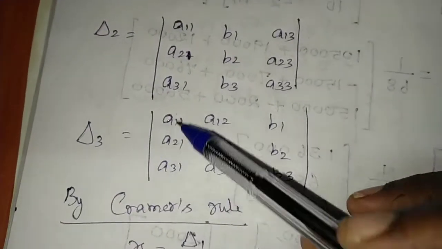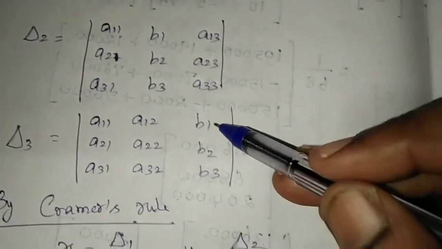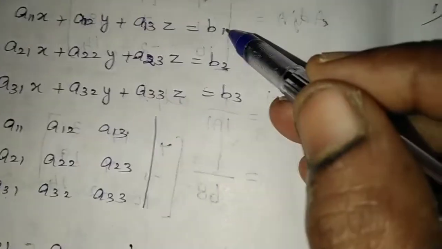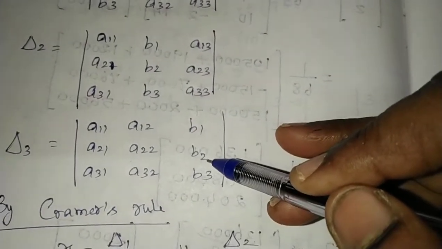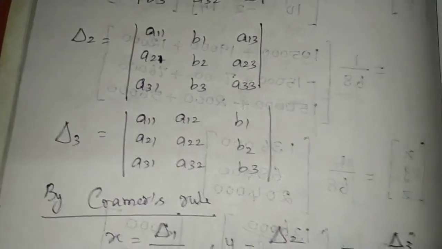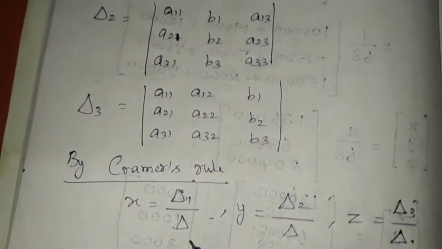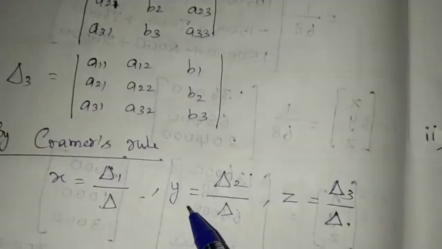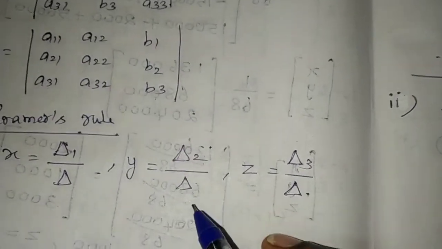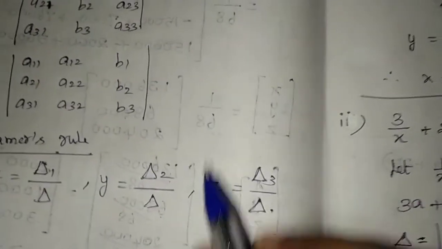Delta 3: first column, second column you have to write, and the third column, that is the z values, leave it and write b1, b2, b3. Simplify. By Cramer's rule, x equal to delta 1 by delta, that is the value of delta 1 divided by the value of delta. y equal to the value of delta 2 divided by delta. z equal to the value of delta 3 by delta. That is Cramer's rule.